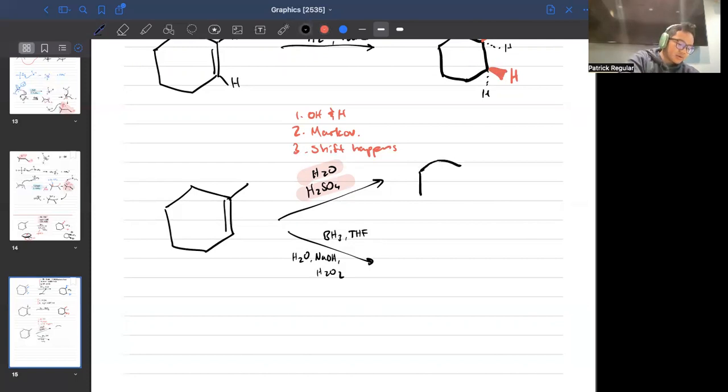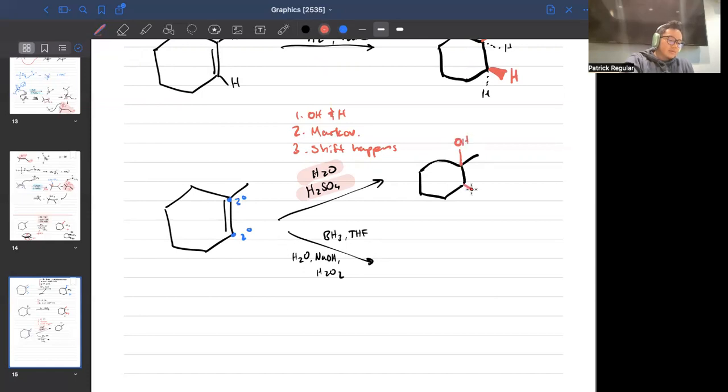So let's redraw our reactant, but without the double bond. Tertiary, secondary. Well, what do we know about this? We add an OH and an H. It's Markovnikov.